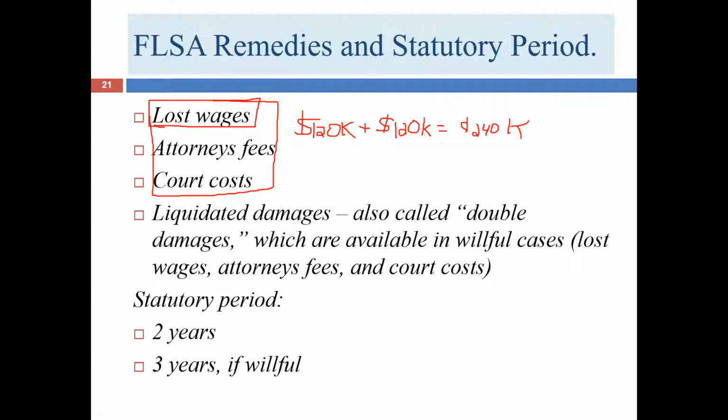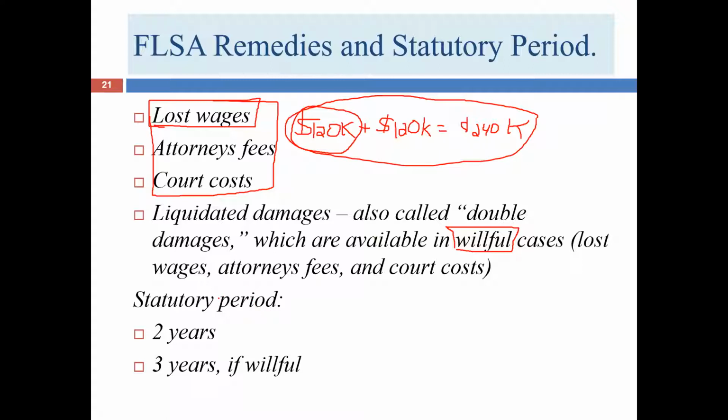But the liquidated damages are available only in willful cases. So what is a willful case? Well, this is when the employer knew or should have known what he was doing was illegal. So if there was a reasonable interpretation of a statute and the employer was following it, even though he was mistaken, then he's only going to have to pay the first amount if he was ultimately wrong. But if the position they took was unreasonable or intentional, he knew very well he was violating the law, then he's going to have to pay the larger amount.